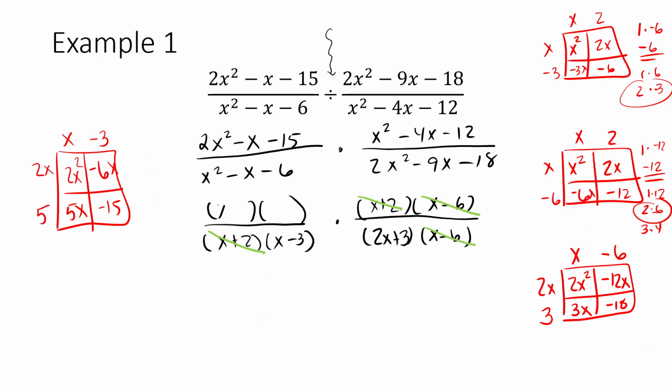So my factors are x minus 3 and 2x plus 5. But it would not have been some big stretch for it to have been the 2x plus 3. And now I see I do have one more thing that cancels out: the x minus 3's. And so the last step is to rewrite that as a single fraction. So it'll be 2x plus 5 over 2x plus 3.